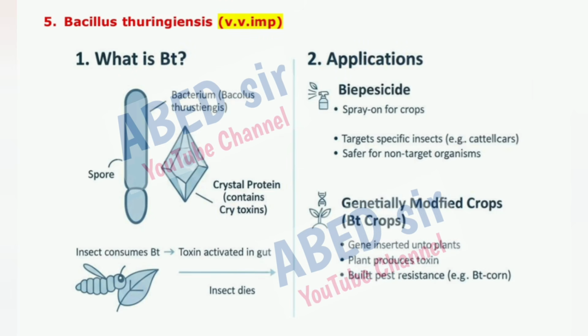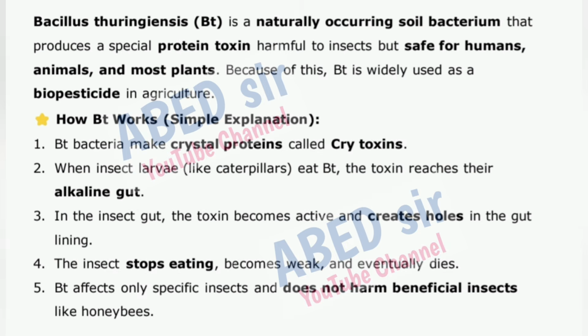Bacillus thuringiensis. Bacillus thuringiensis, BT, is a naturally occurring soil bacterium that produces a special protein toxin harmful to insects but safe for humans, animals, and most plants. Because of this, BT is widely used as a biopesticide in agriculture. How BT works? Simple explanation.